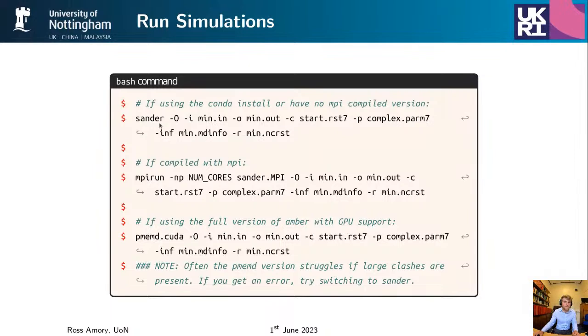But for this workshop, if you are trying to follow along, to run the minimization you literally just type sander -O, which overwrites all of your temporary files, -i, and you give it your input file min.in, -o, and that produces an output file. You then give it -c for the structure, -p for the parameters. These are all the different variables that you can give it. As I said, we're not going to run the simulation in the interest of time.